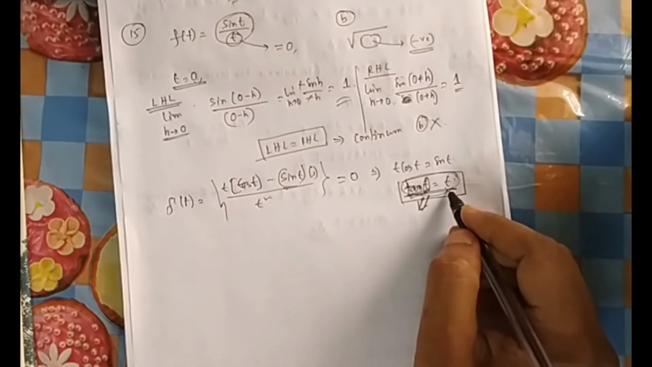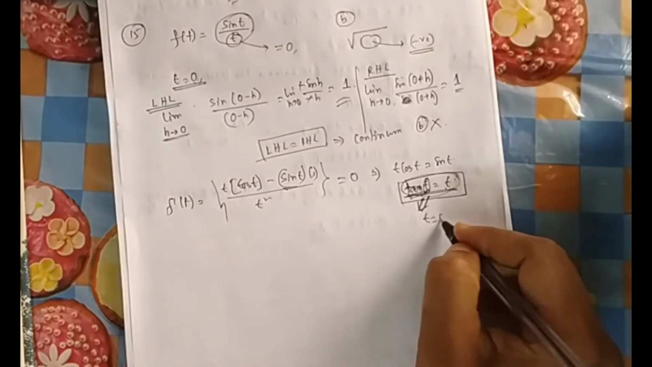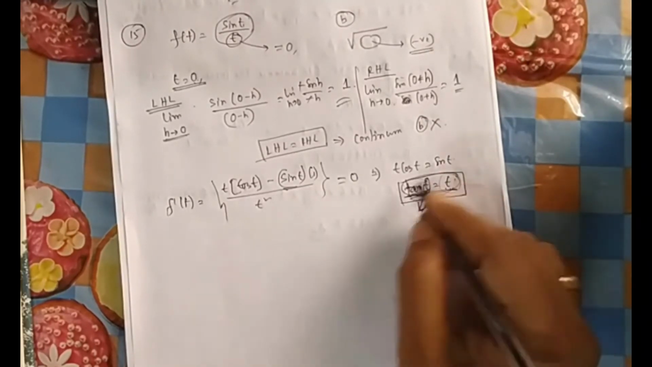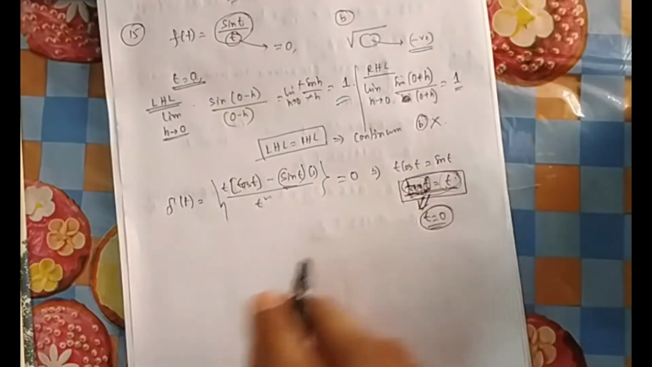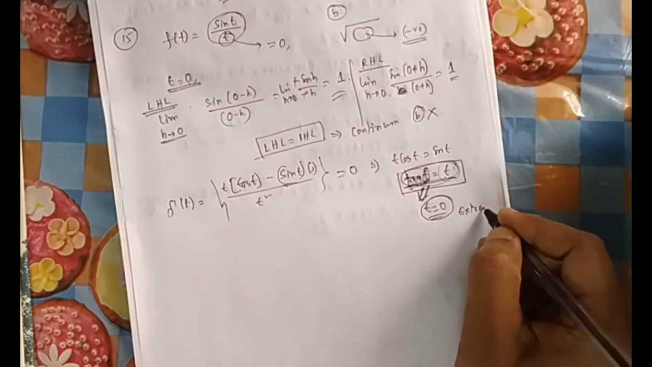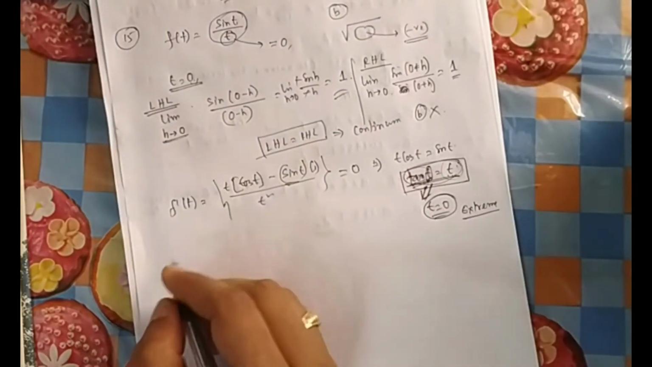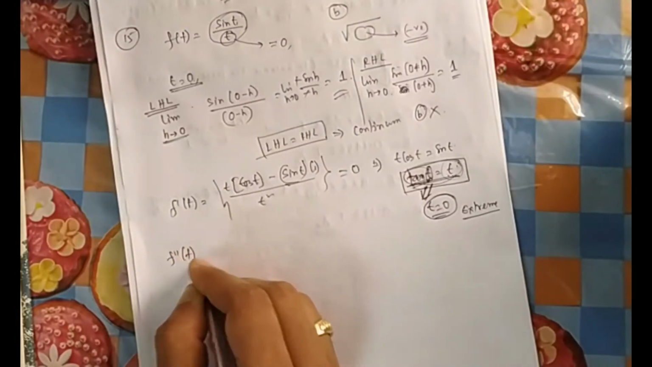Pi by 6, pi by 3, these also do not work. But if you put t equal to 0, then this side is 0 and this side is also 0. So obviously t equal to 0 is a solution. So it is an extreme point. You don't know whether it is a maxima, minima or point of inflection. So for that you need to do the second derivative.